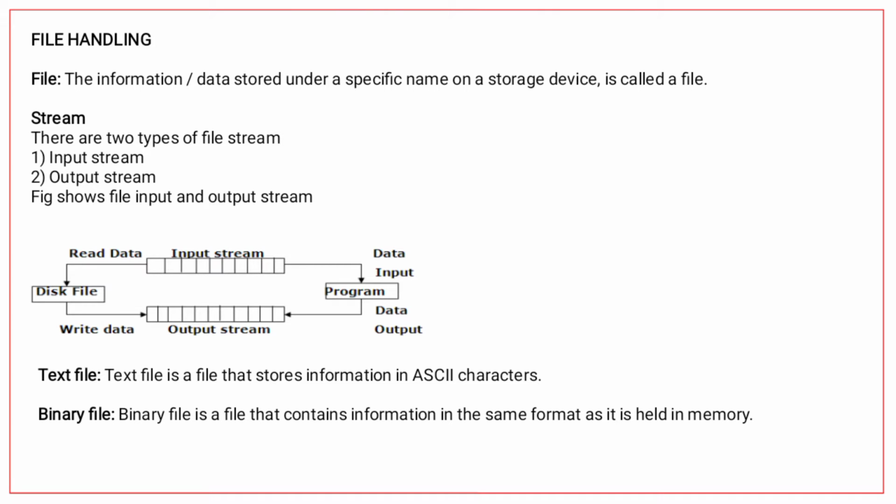Binary file. Binary file is a file that contains information in the same format as it is held in memory. In binary files, no delimiters are used for a line and no translations occur here.